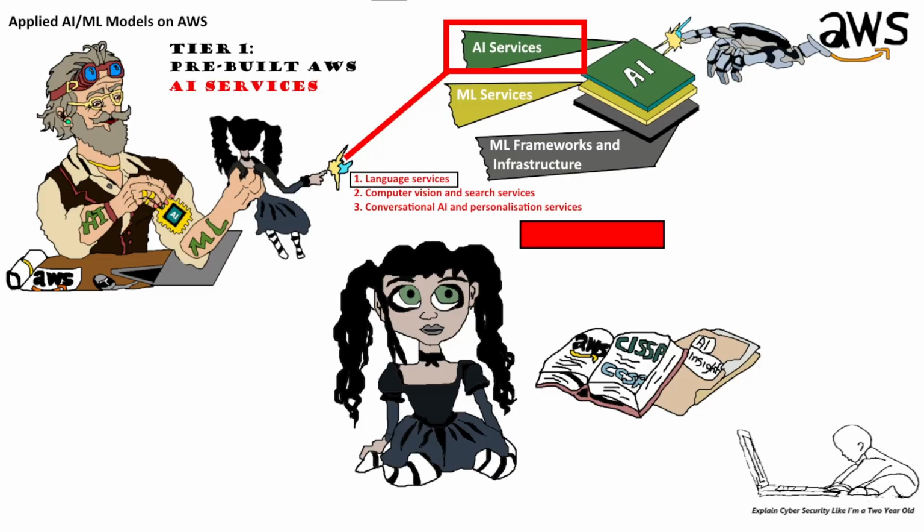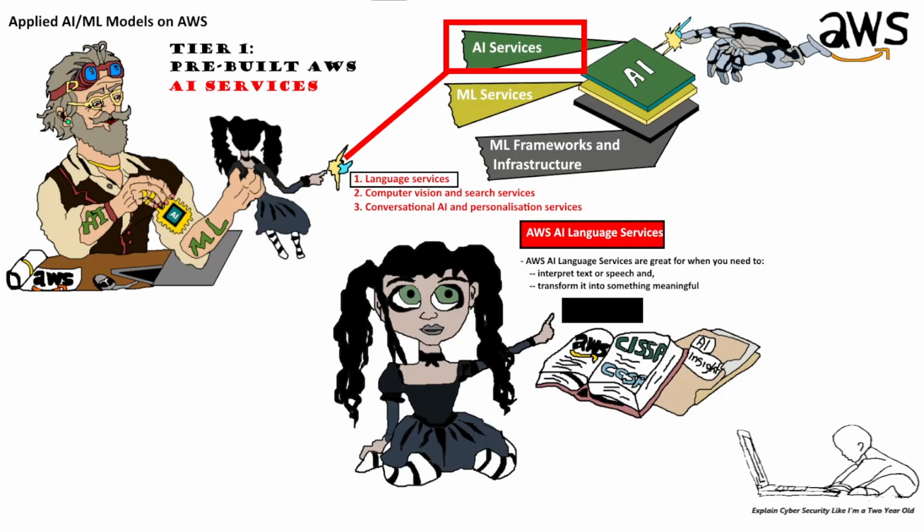And those are the 4 main AI AWS language services, which overall are great for when you need to interpret text or speech and transform it into something meaningful. And just to recap the language services we covered in this video, which was firstly AWS Comprehend, AWS Polly, AWS Transcribe, and AWS Translate. These language services are accurate as of the time of this video, but AWS may change these services in the future.